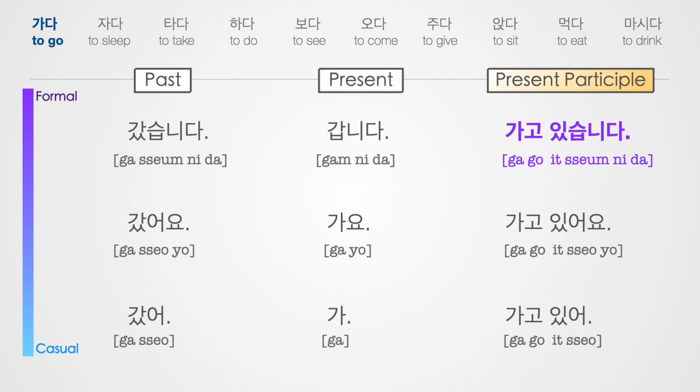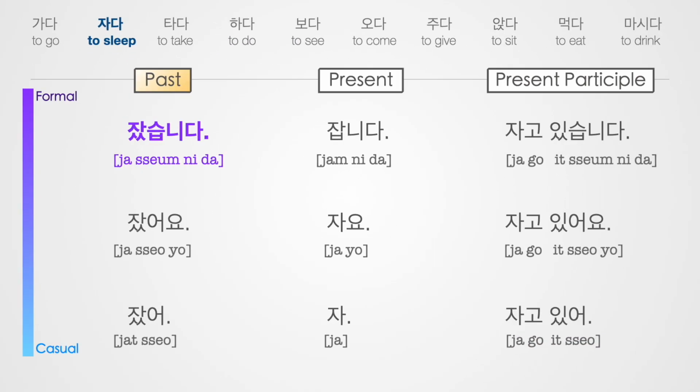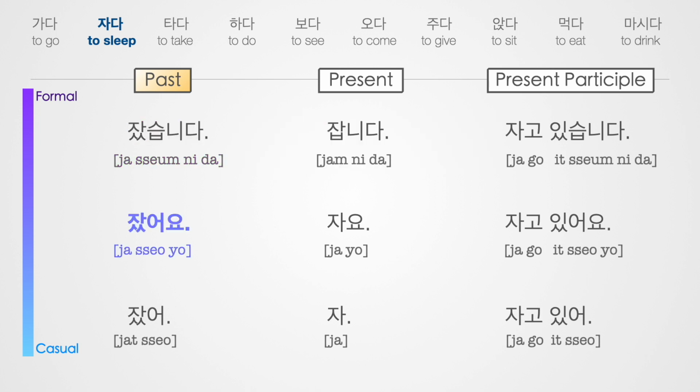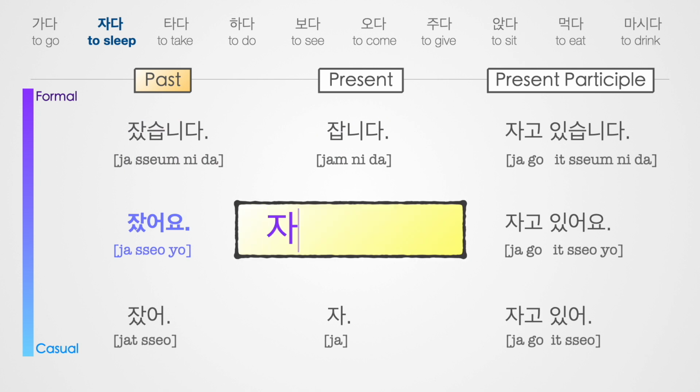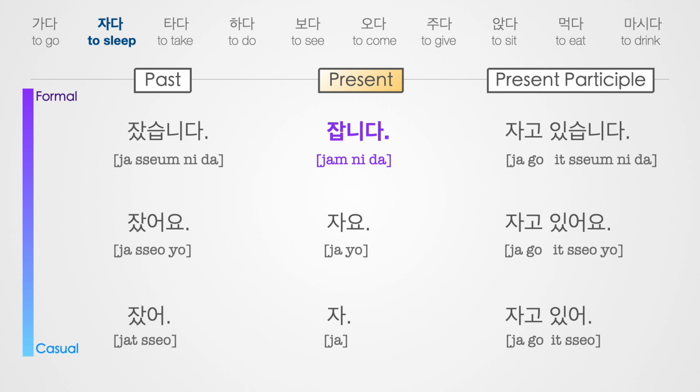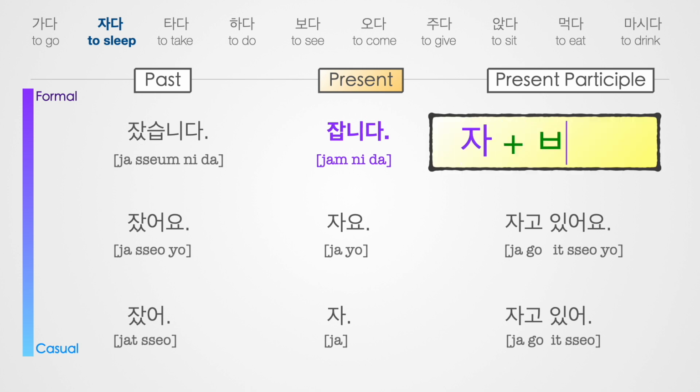For the continuous action, you can say 가고 있습니다 to say you're in the middle of going. 가고 있어요. 가고 있어. The second verb is 자다, to sleep. Formal expression is 잤습니다. Informal expression is 잤어요. And casually you say 잤어. Moving on to the present tense, 잡니다.